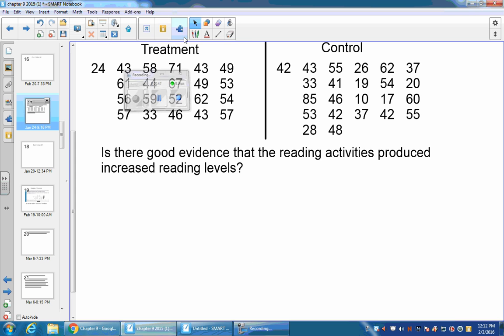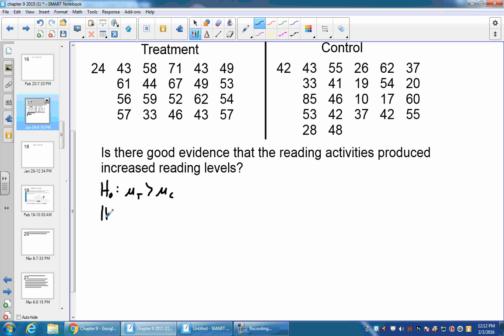Well, this is what we do. First, we have a null hypothesis. Our null hypothesis would be that the mean of the treatment is greater than the mean of the control. No, that's not right. That's what we want to prove. Our null hypothesis would be that they're equal. Great. What we want to prove is the mean of our treatment is greater than the mean of C.